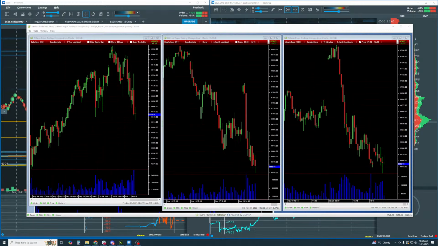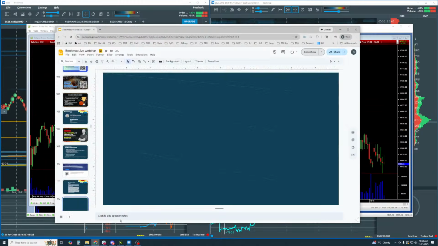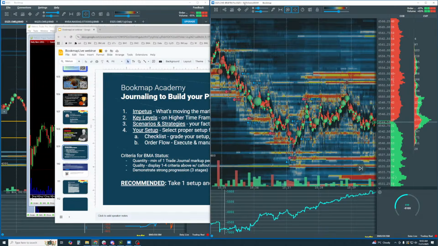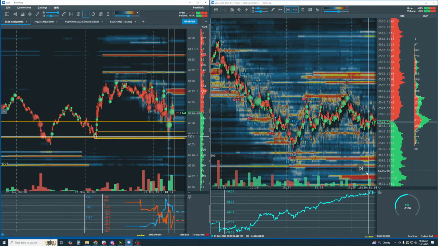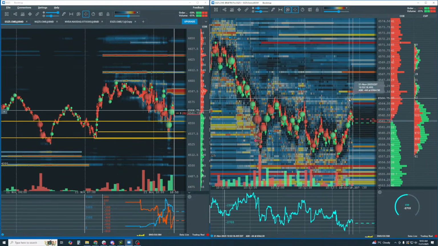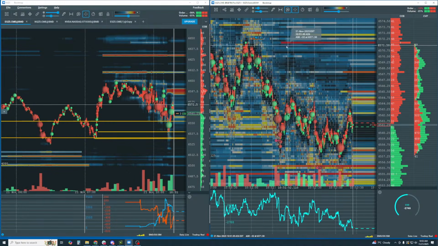All right, so different scenario. We're going through the scenarios in here, from this in the process: impetus, key levels, and scenarios. So we already went through all the impetus and the key levels, and now scenarios. Now we're going to be looking for a setup that matches the scenario. Well, a good one would be trendline break and accumulation. Could be one.